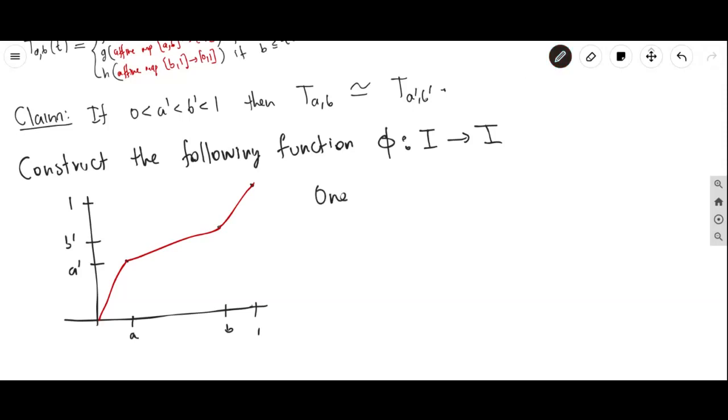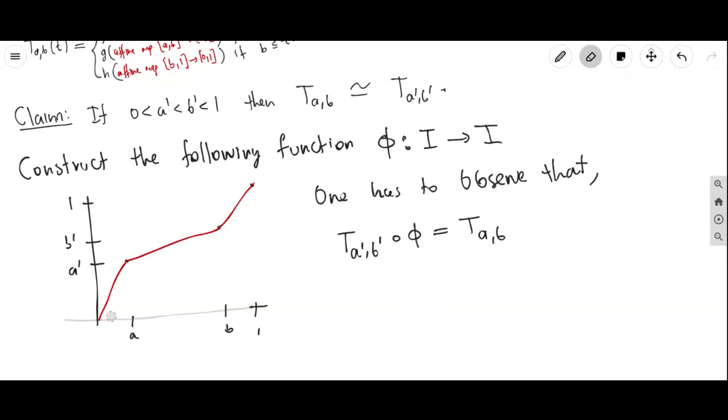And then one has to observe that if you do T of A prime, B prime and you compose with phi, that's T of AB. That's T of AB. So why does this work? Phi is the affine function that takes the interval 0 to A to 0 to A prime. It takes the interval AB to the interval A prime B prime, and it takes B to 1 to the interval B prime to 1.